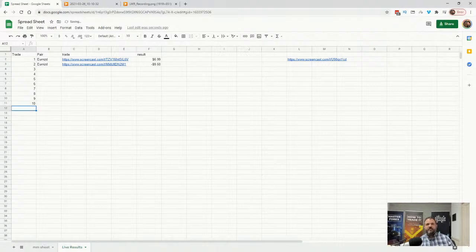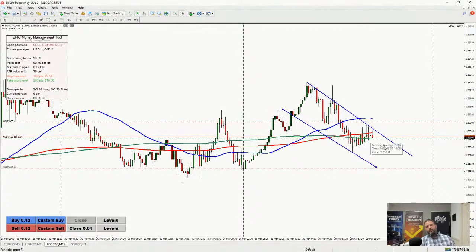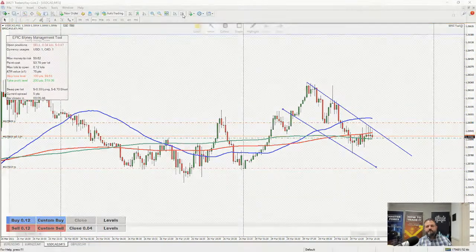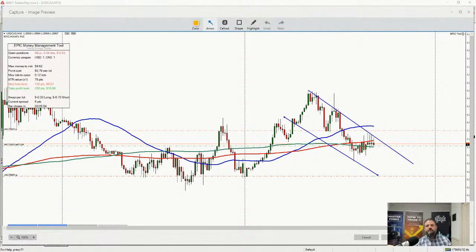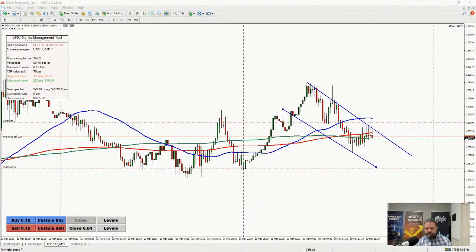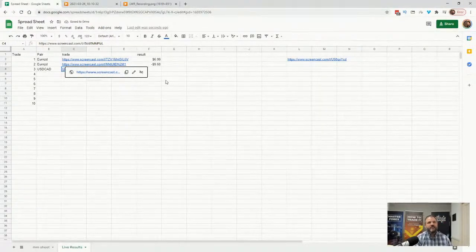Okay. All right, so we got the Euro, the USD. Let's see what that's doing. So we have this one in play as well. So this is going to be our second trade, our third trade. So let's add this to the list. All right, so we got USD CAD, and that risk is back to 1%.